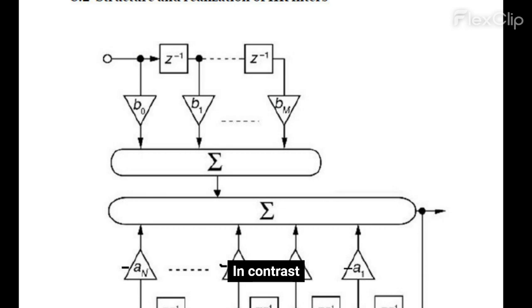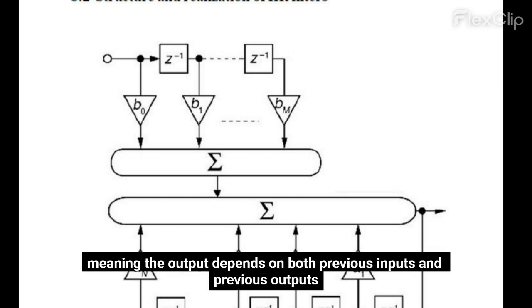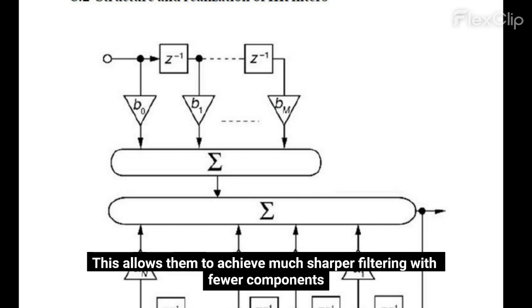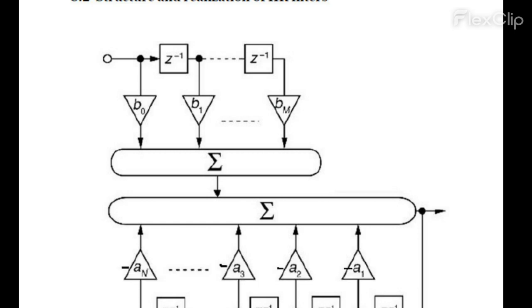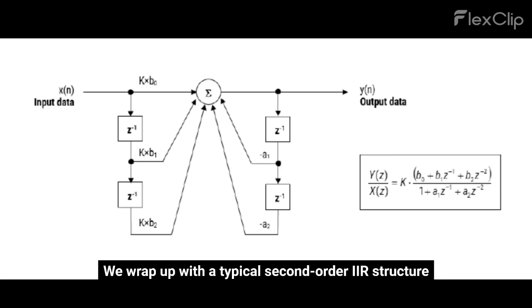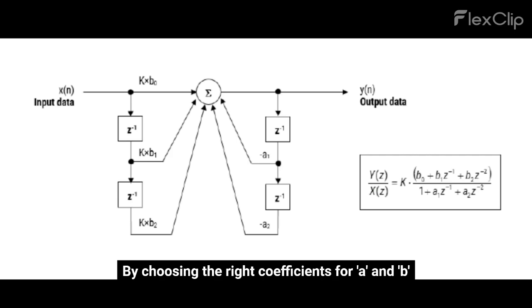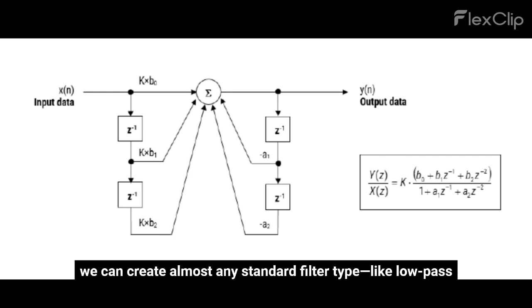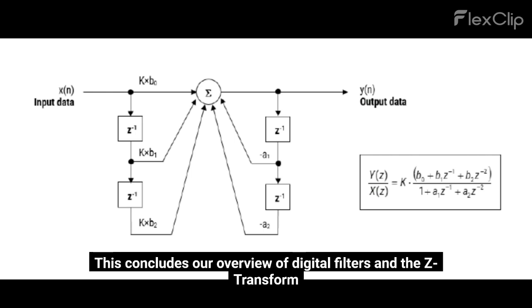In contrast, infinite impulse response, IIR, filters use feedback, meaning the output depends on both previous inputs and previous outputs. This allows them to achieve much sharper filtering with fewer components, though we must be careful to ensure they remain stable. We wrap up with a typical second-order IIR structure, often called a biquad. By choosing the right coefficients for a and b, we can create almost any standard filter type, like low pass, high pass, or band pass. This concludes our overview of digital filters and the Z-transform.